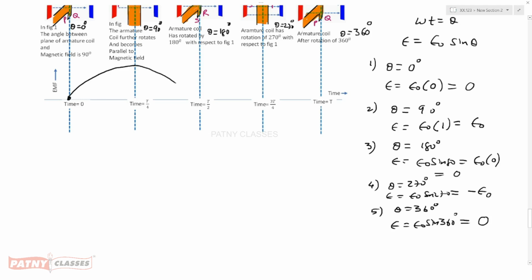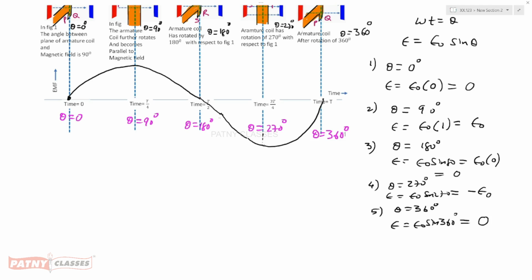Let me draw the graph smoothly. Okay. And after that at 270 degrees, it is minus epsilon. So the graph will move downside at t equals 3T/4. So the graph will go down like this, and after that at 360 degrees the EMF again becomes 0. The graph has completed its one cycle.